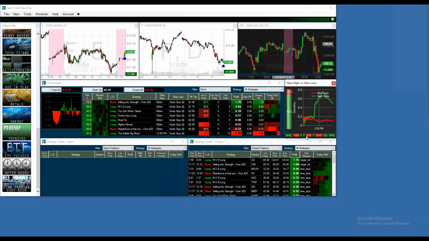So a lot of different ways people use it, and we also do have a variety of integrations inside of some brokerage partners like Scottrade and E-Trade.